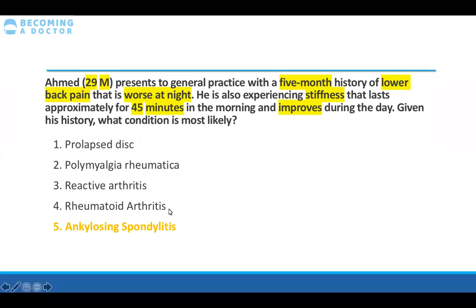Rheumatoid, you guys didn't answer it, but you can have it as a differential in your mind. But his features and the fact that he's a 29-year-old male more points to ankylosing. Reactive arthritis has no infectious trigger. Polymyalgia, we did speak about it. You're more thinking bilateral pelvic girdle pain or shoulder pain, which is not present in his case. And prolapsed disc is unlikely to present with stiffness. It could present with pain. And if you have a prolapsed disc, the symptoms are not likely to improve during the day.